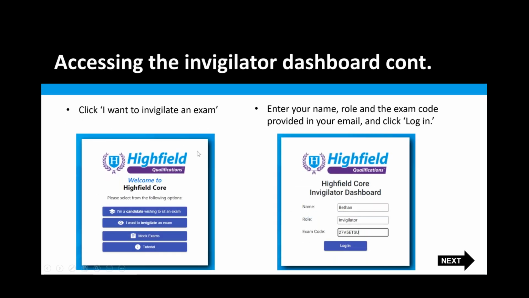So once you've got the code, you would go to the highfieldcore.com link that is contained within that email. From this page, select I want to invigilate an exam. And then you'll be asked to enter your name, job role, and the exam code. And again, that exam code is found in the email or on the Highfield Central page as well. And once this information has been entered, you just need to click the login button.